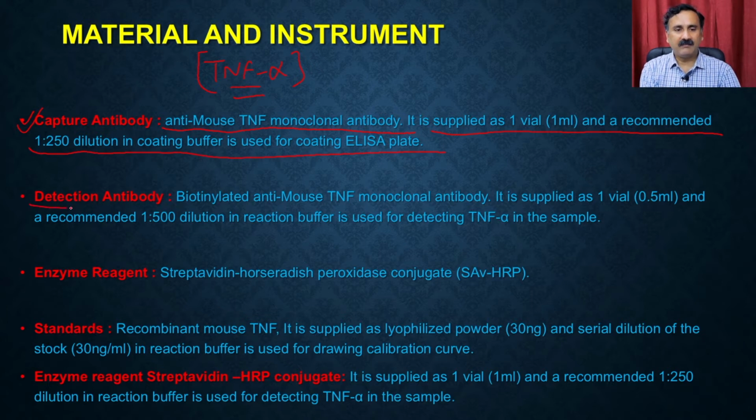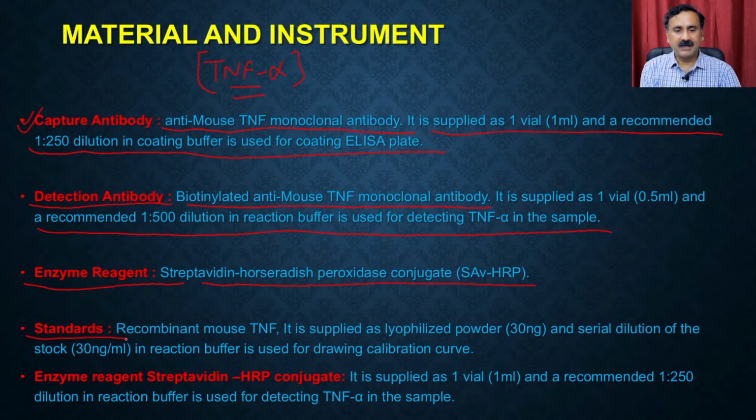Then you're going to have the detection antibody. The detection antibody is biotin-related anti-mouse TNF-alpha monoclonal antibody, and that is also going to be supplied, and you have to use it at 1:500 dilution. Then you require the enzyme reagents. The enzyme reagent is the streptavidin HRP conjugate.